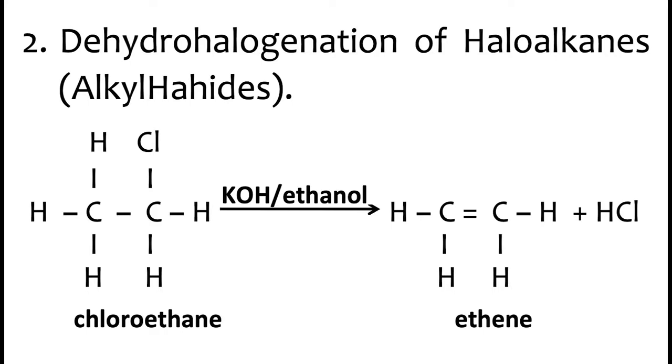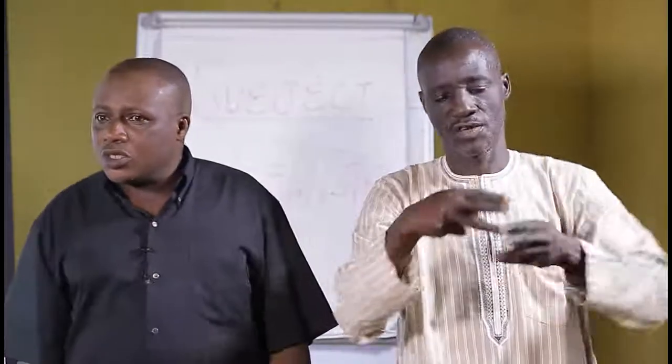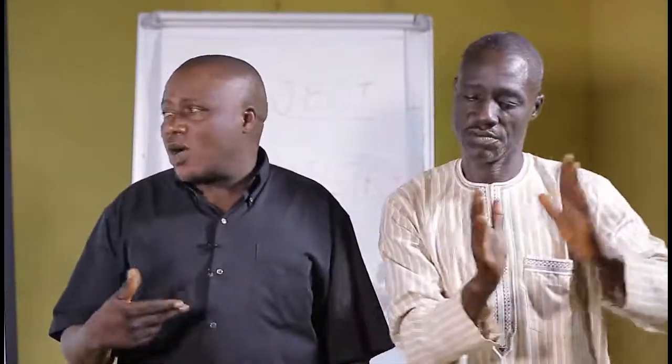As you can see in the reaction on the board, we have CH3CH2Cl, potassium hydroxide, ethanol, to give us ethene, which is H2C=CH2, plus HCl. This is another method we can use in preparing our alkene.